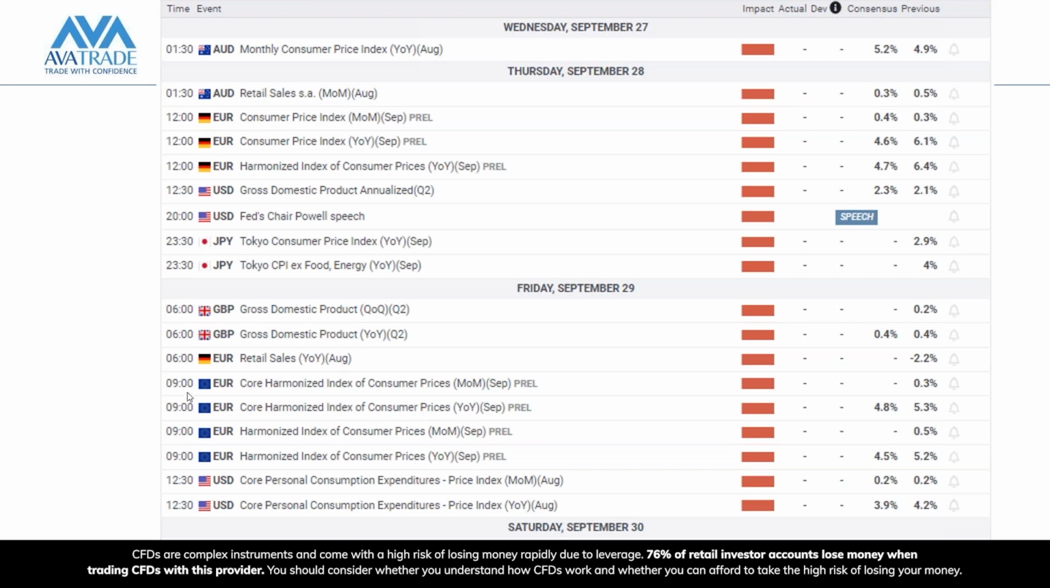So another thing here, I take out only the high impact events. There are more. You can filter through them. You can find the economic calendar in our web trader or the app, or you can just Google it.